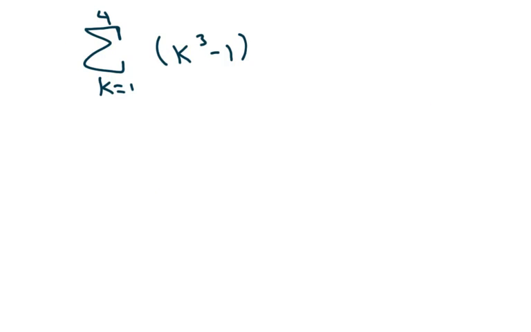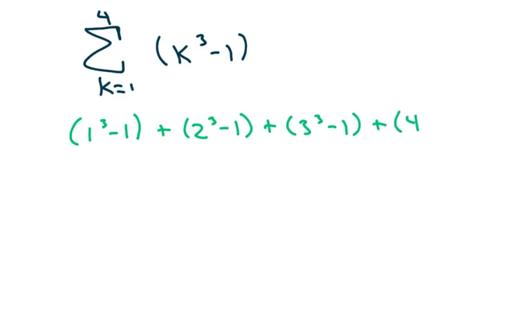And this one, I'm going to write everything out. We got 4 terms, so this is going to be 1 cubed minus 1, plus 2 cubed minus 1, plus 3 cubed minus 1, plus 4 cubed minus 1. So this gives you 0, plus 7, plus 26, and 63. And this equals 96.